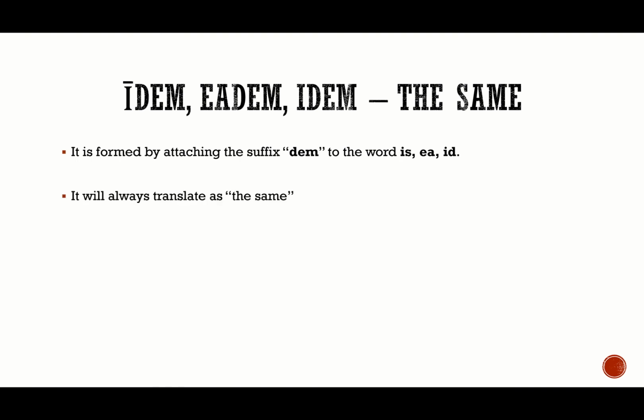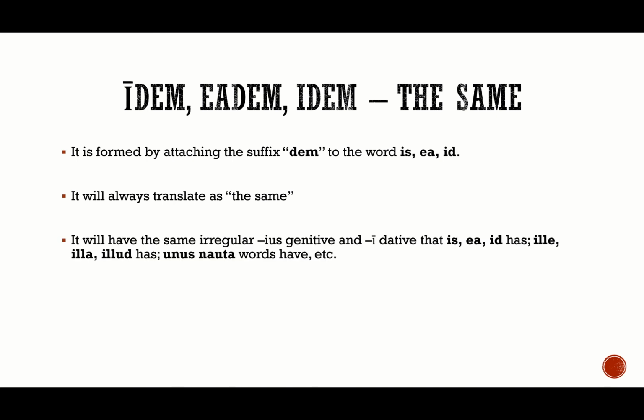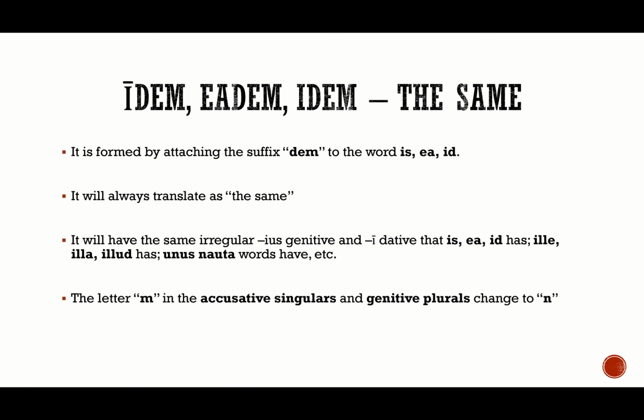Moving on to idem, eadem, idem, which means the same. That's a demonstrative. It's formed by taking the demonstrative is, ea, id, which means he, she, or it, and attaching the suffix dem. It always translates as the same. And it has the same irregular ius genitive and i dative, just like all the other words we've looked at in this PowerPoint. Now, one little note, and you want to fix this in your head. The letter M in the accusative singulars and genitive plurals of this word are going to change to N.